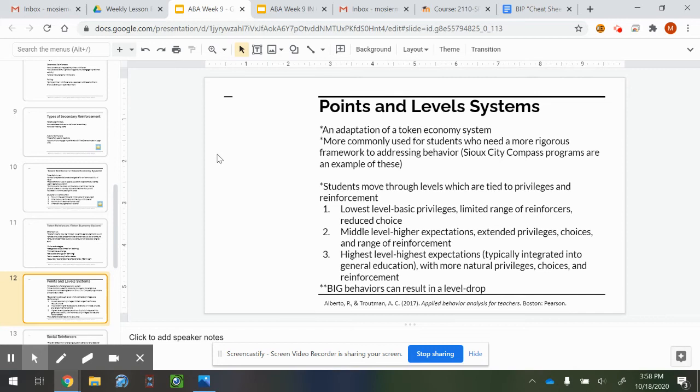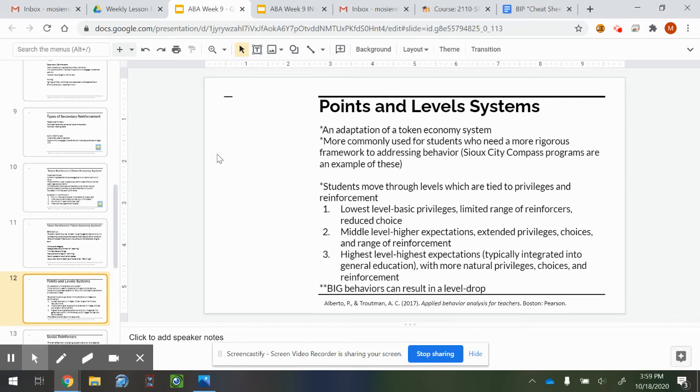So in a points and level system, students move through different levels, which are tied to different privileges and reinforcers. Usually there are 3 levels. At the lowest level, a student, if they earn it, would be able to engage in basic privileges. They would have a very limited range of reinforcers, and they would have reduced choice within that reinforcement menu. They may also be earning more frequently to try and mold or shape that behavior.